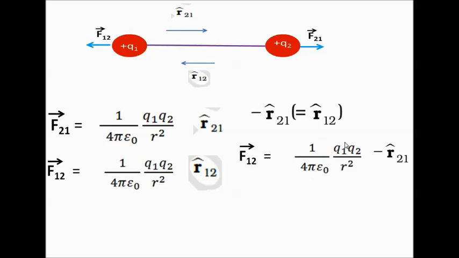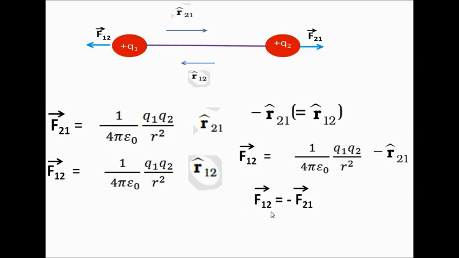F12 is equal to 1 by 4 pi epsilon 0 Q1 Q2 by R square. In this equation, instead of R cap 12, I can write minus of R cap 21. Now, what is the difference between these two equations? Equation of F21 and F12, only the difference is the negative sign. So I can write F12 equal to minus F21.